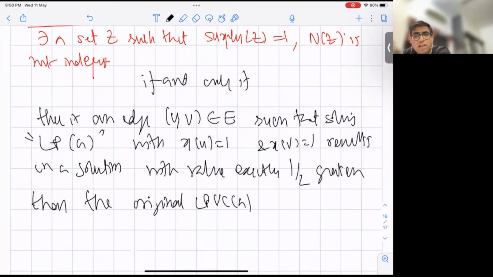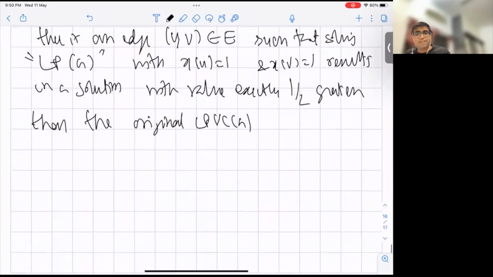So what I'm saying to you, you solve your original LP. Now you constrain your LP. You pick up an edge and you assign them to be 1, 1 and say, now solve this. This LP value just changed by half. Then I'm telling you there is a set Z with this property, right? So what does this tell us?